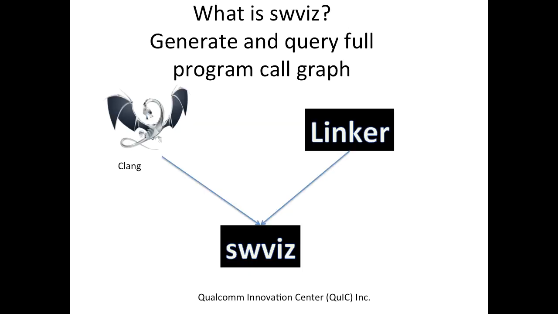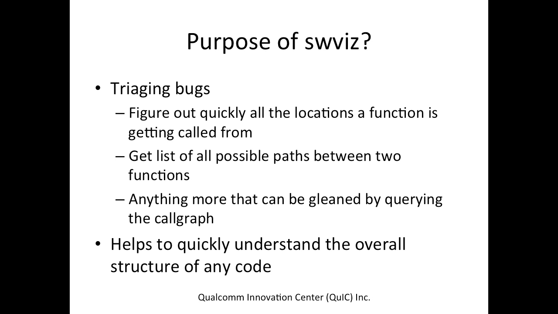So first of all, what is Swiz? Swiz is a tool to generate a program call graph and be able to query that and get the data out of it. It should be relevant to every single developer who has to solve bugs. The idea with Swiz is you should be able to triage bugs really fast, and get to the bottom of the problem without spending time on searching for things.